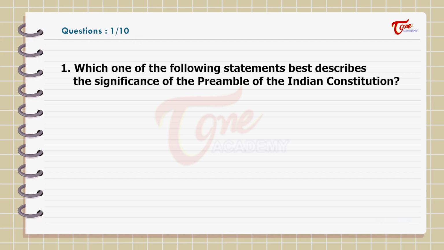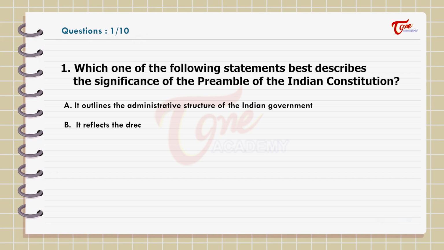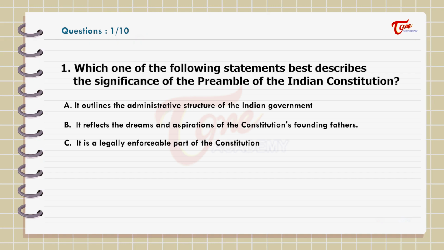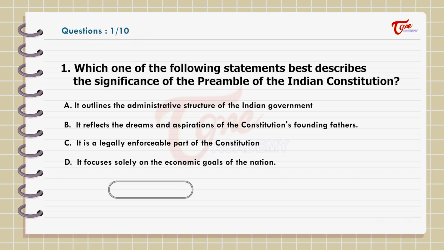Which one of the following statements best describes the significance of the preamble of the Indian Constitution? Options: A. It outlines the administrative structure of the Indian government. B. It reflects the dreams and aspirations of the Constitution's founding fathers. C. It is a legally enforceable part of the Constitution. D. It focuses solely on the economic goals of the nation.